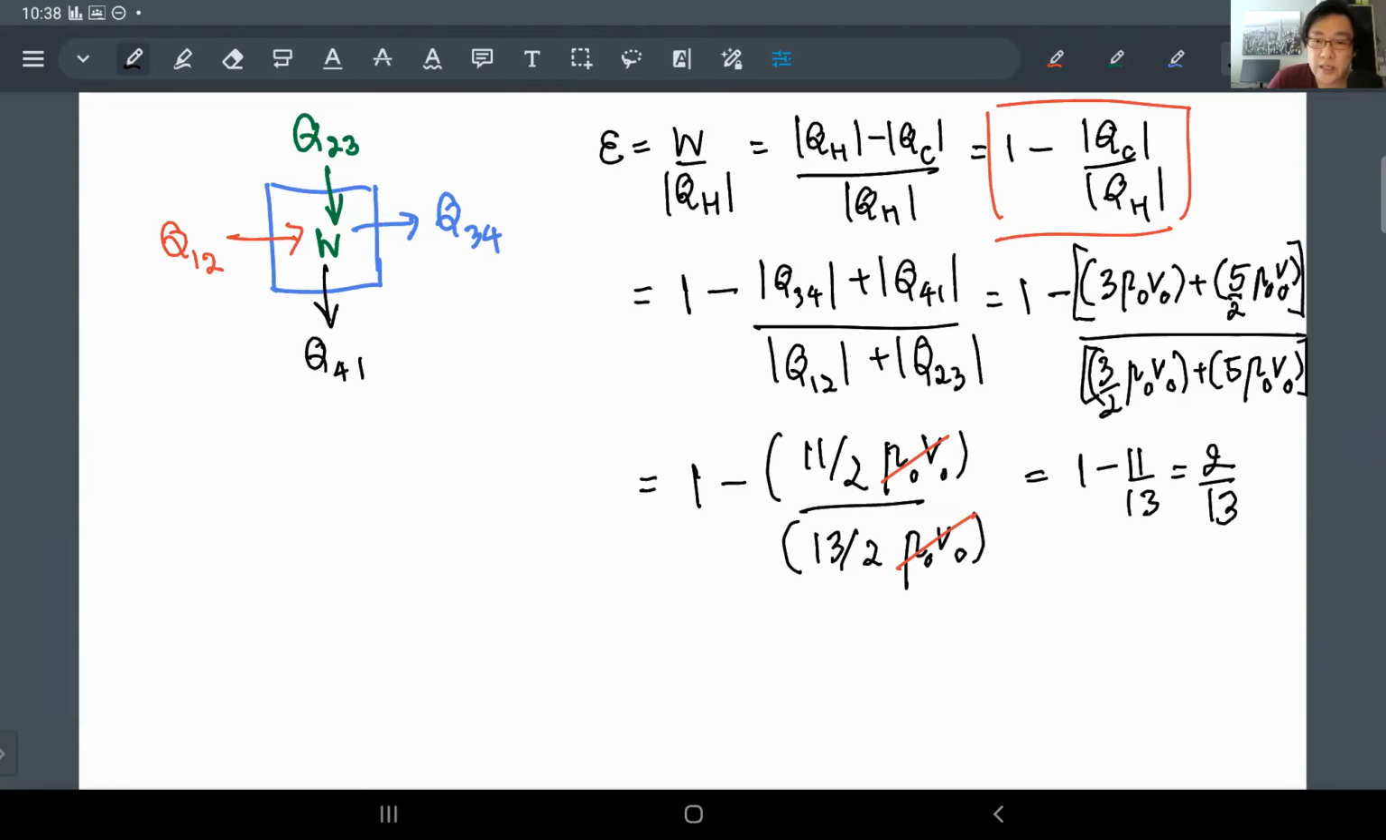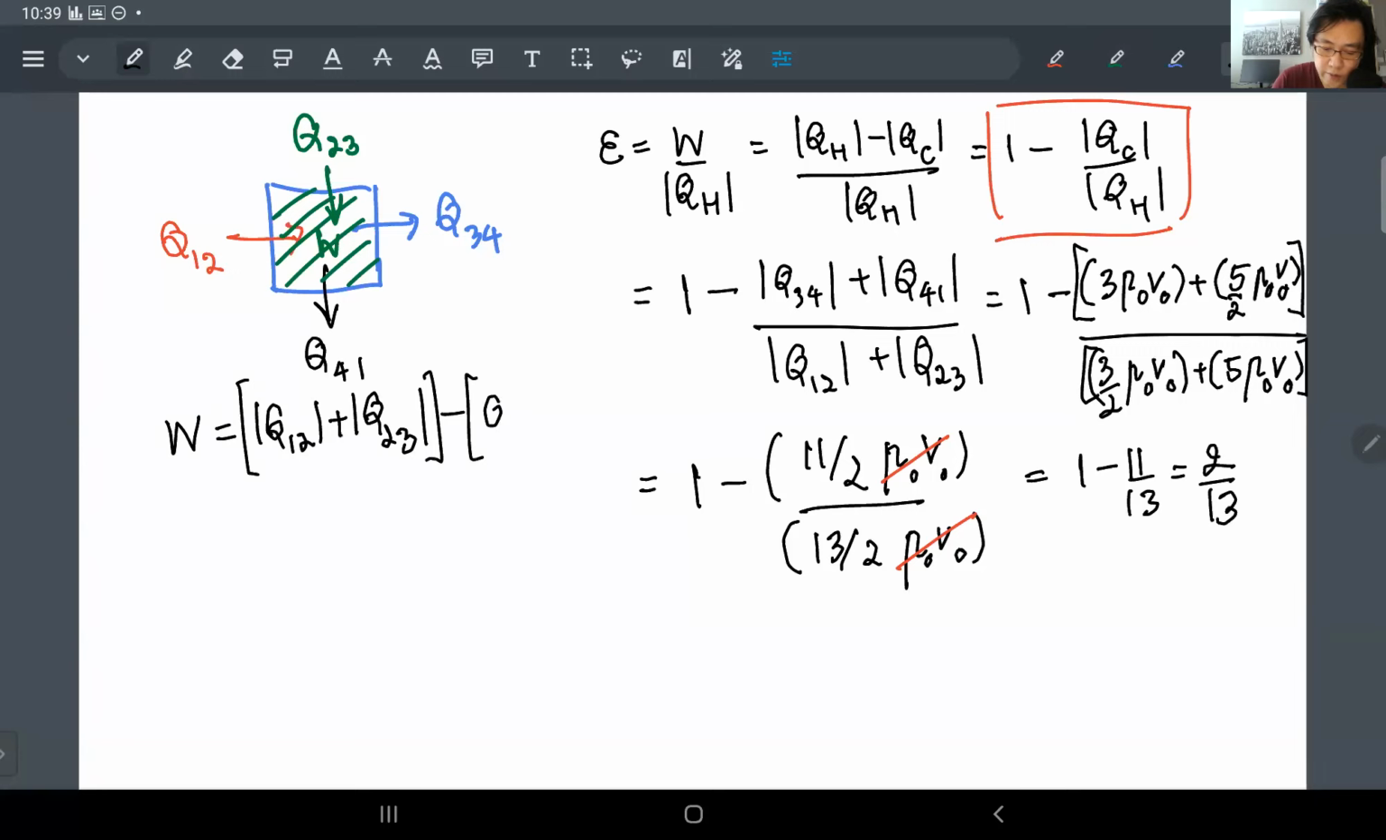Okay, so I hope you see pretty much everything that you want. And I can just emphasize one more time that the W, the area enclosed by this cycle over here, definitely is going to be the Q12 plus Q23. And then you subtract out, okay, let me put the bracket here just to classify them into heat flow in and heat flow out, Q34 plus Q41 for sure. There you go. All the time.